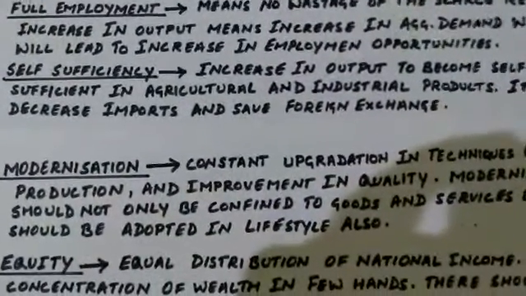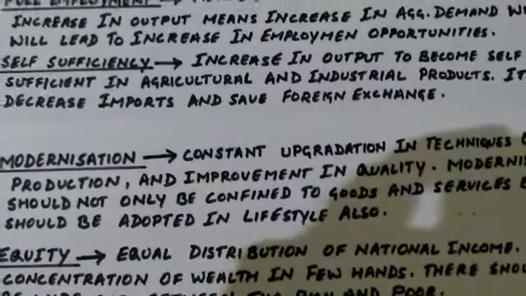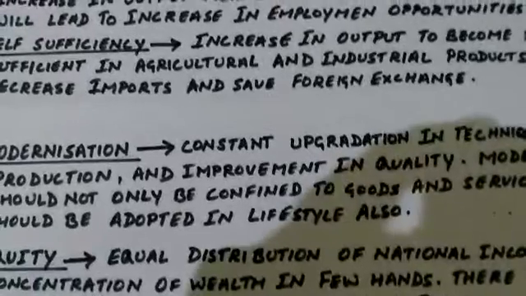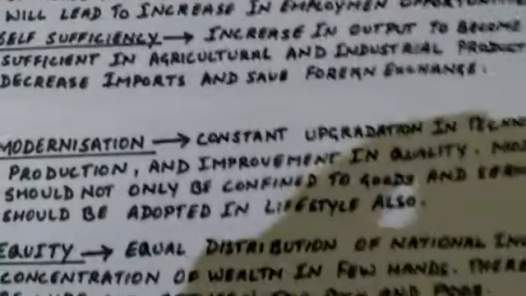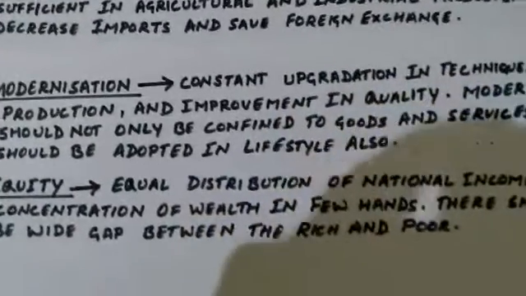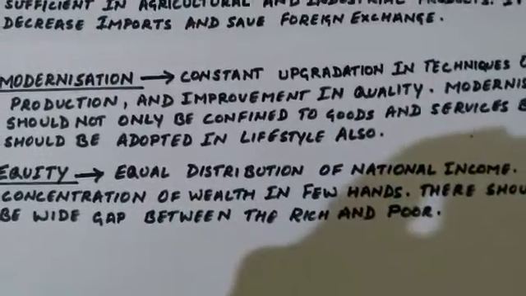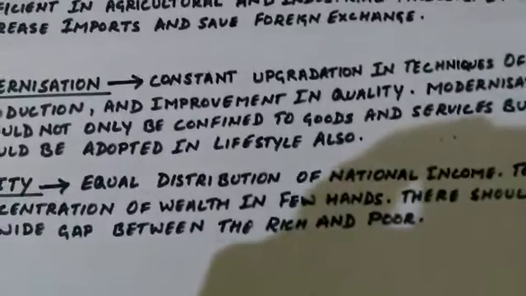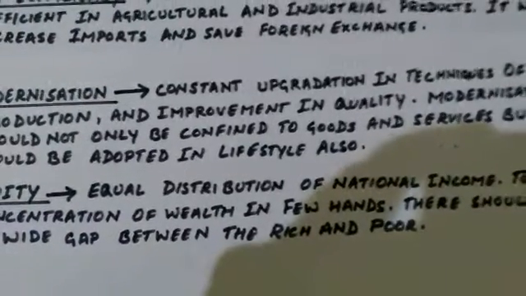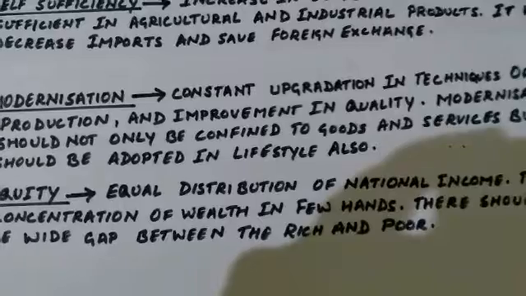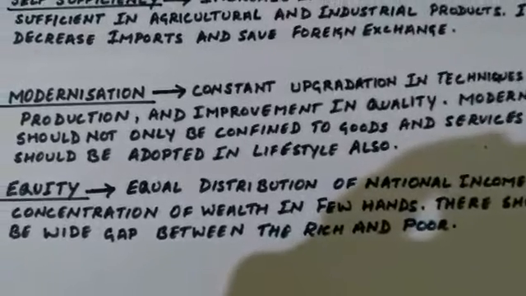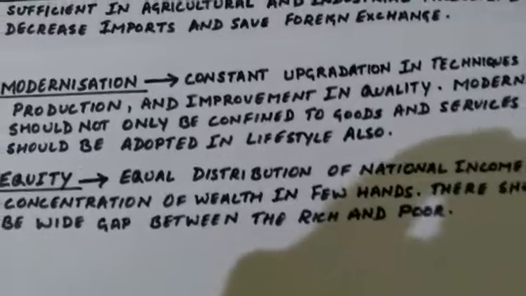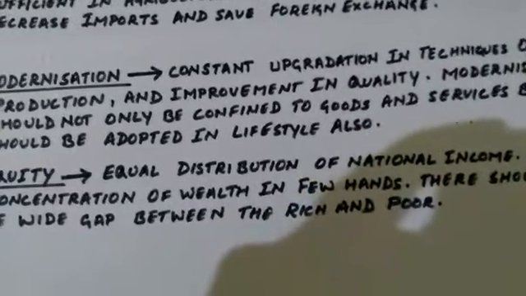Next important goal is modernization. Modernization means constant upgradation in the techniques of production. Now, modernization should not only be confined to goods and services. It should be adopted in lifestyle also. In our daily life also, we should adopt changes and good things easily. We should have a modern approach towards life to bring about a change in the outlook of the society.